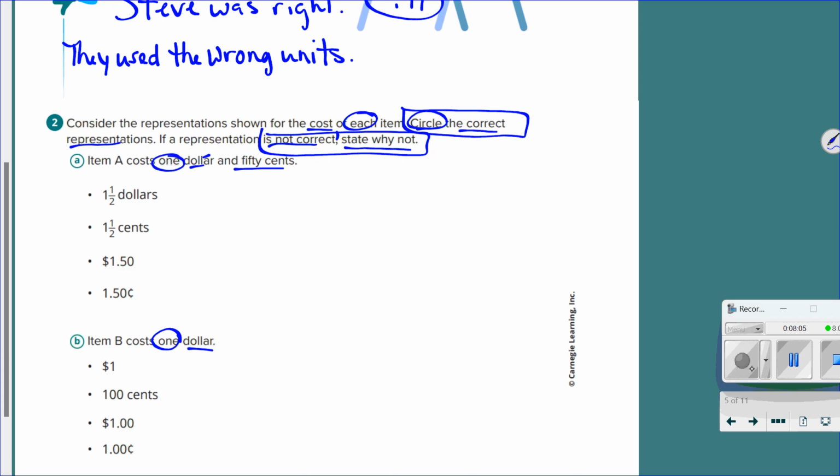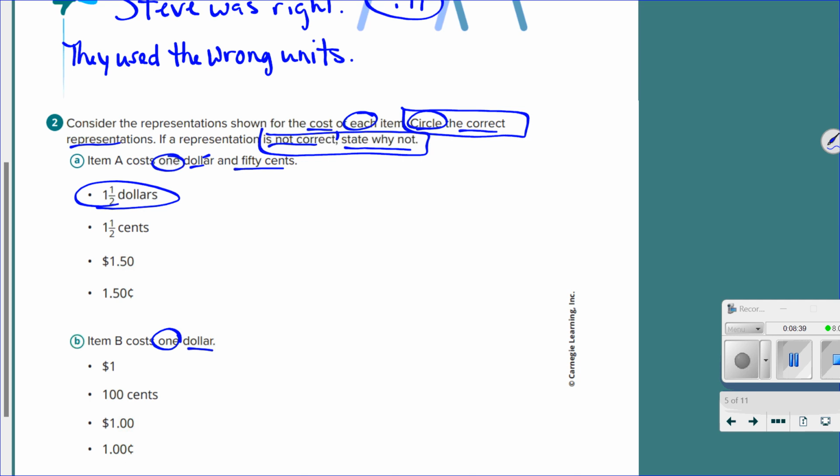So let's take a look at these. We're looking for which ones represent $1.50. Sit down, please. Would $1.50 work? Why not? He said no, why not? Because you're supposed to state why not if they're not correct. What's half a dollar? 50 cents. So that one is actually correct.